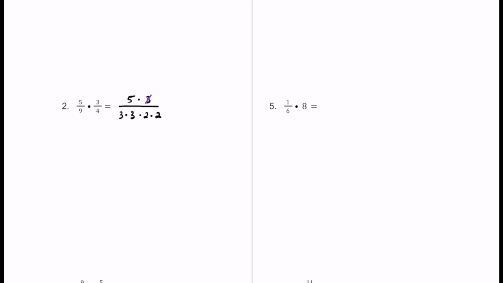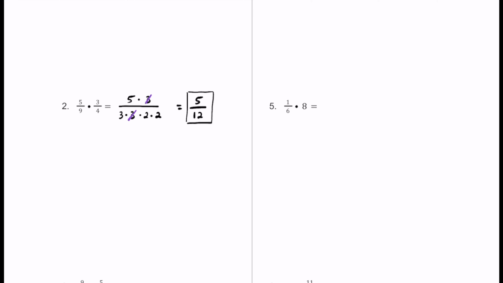So what do they have in common? Well, it looks like they have a 3 on top and bottom. But I think that's it. So on top, we're just left with a 5. And on bottom, we have 3 times 2 times 2. 3 times 2 is 6, 6 times 2 is 12. So our product here, or the answer to the multiplication problem, would be 5/12.